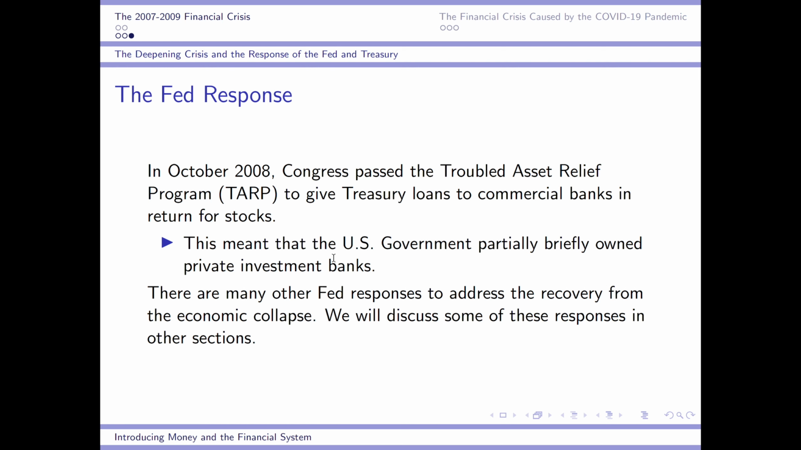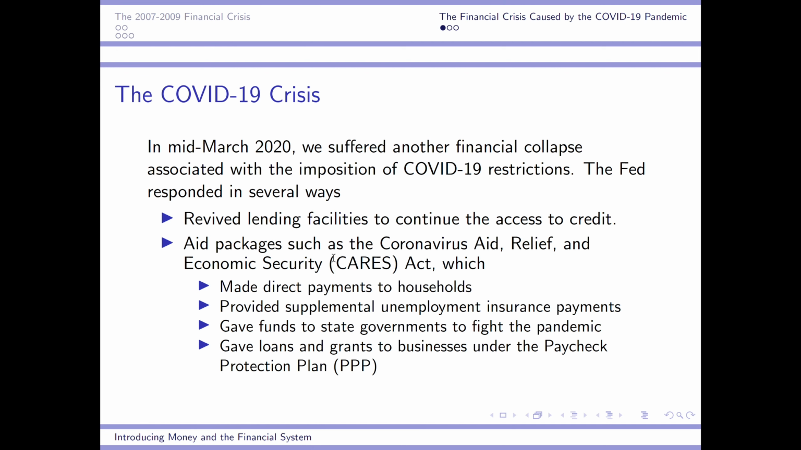And there were a lot of other responses that the US government had for the financial collapse, but we're actually going to save those for later on because most of the later responses came from the Fed, which we are going to start slowly building as we can better understand what tools the Fed had available. But for now, we're going to shift to one that all of you should at least be aware we're in right now, which is the financial collapse associated with the COVID-19 crisis.